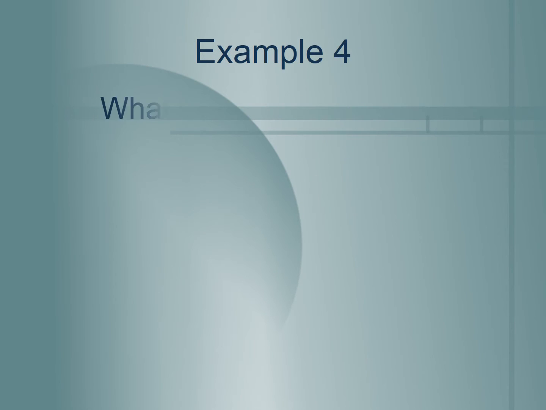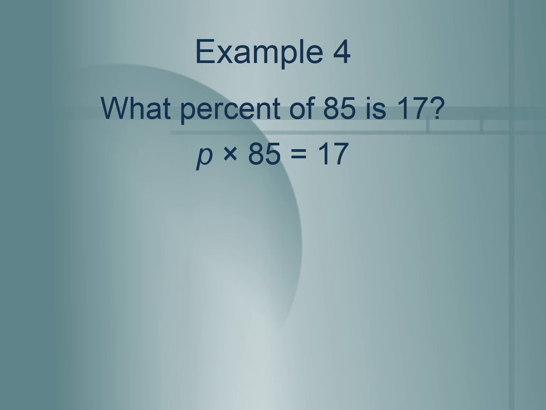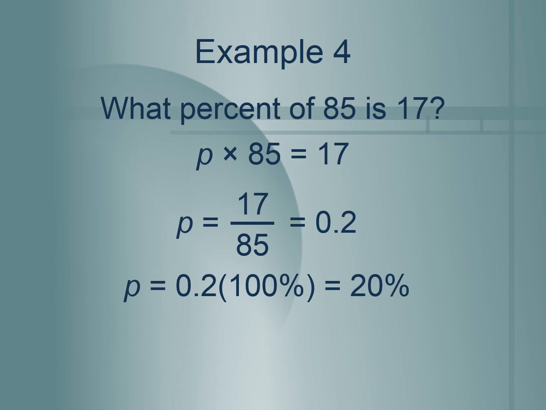So let's look at an example. Let's say we want to know what percent of 85 is 17. We know this is times and we know this is equal. So we want to know what percent times 85 equals 17. If we set up our formula, P, which is our percent, times 85 equals 17. We solve for P by dividing both sides by 85. We want to write that as a percent. Right now it's a fraction, so we'll convert it to a decimal, 0.2, and then to make it a percent, we'll multiply by 100 and add our percent symbol, and we get 20%. So now we know 20% of 85 is 17.